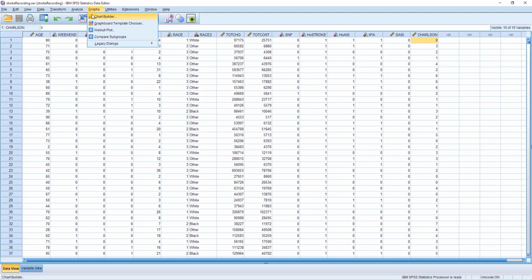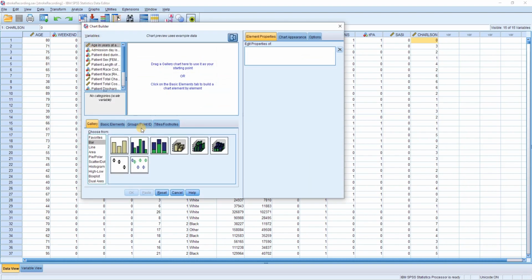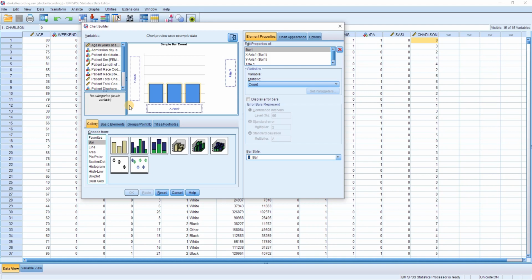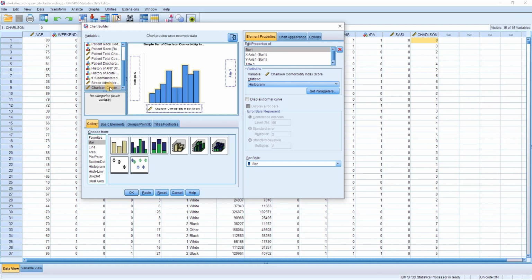So I will go to Graphs, Chart Builder, and make sure that my bar is selected. The first option here is a simple bar. I will double click on that and then go down here to my Charlson score. Because I want to make a histogram, I'm going to bring my Charlson variable down here to my x-axis. And you'll see that SPSS will automatically switch that to a histogram for you.